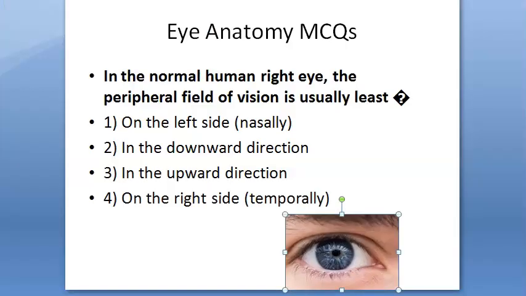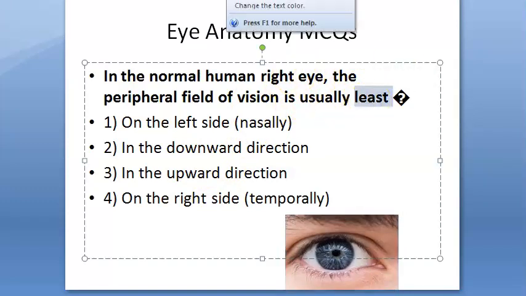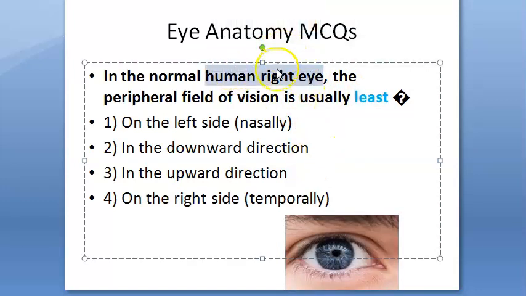In the normal human right eye, the peripheral field of vision is usually least. So they are asking for the least. Okay, least. So just mark here, least they are asking. In the right eye, peripheral vision least on left side. So they are talking about the right eye. It is least on the left side, that is nasally. Or is it least downward, or is it least upward, or is it least on the right side, that is temporally. So when you look nasally, it will be a little less.